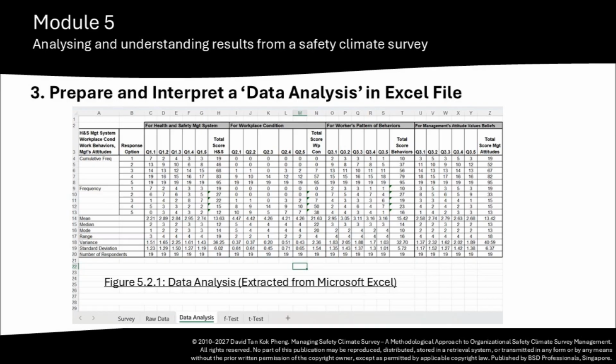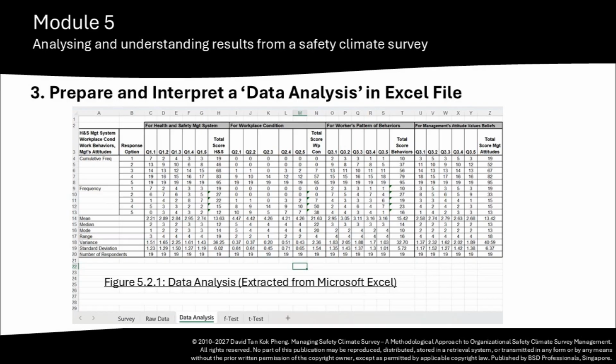For workplace condition, the average scores are relatively consistent across groups. Senior management at 21.5, formula equals average, raw data, y3, middle management at 22.17, formula equals average, raw data, y7, and persons at work at 21.33, formula equals average, raw data, y13. This suggests general agreement across all levels regarding workplace conditions.